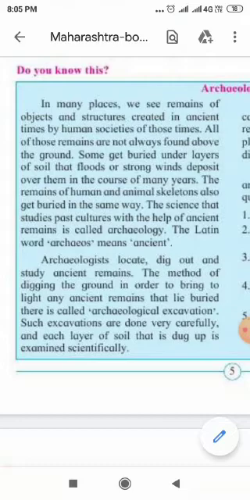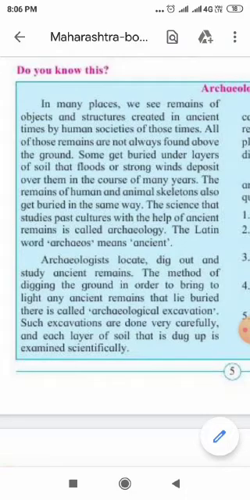Archaeologists locate, dig out and study ancient remains. The method of digging the ground in order to bring to light any ancient remains that lie buried there is called archaeological excavation. You might know that the sites of Harappa and Mohenjo-daro, these civilizations came into light during archaeological excavation. There are many such sources of history which are found during excavation.